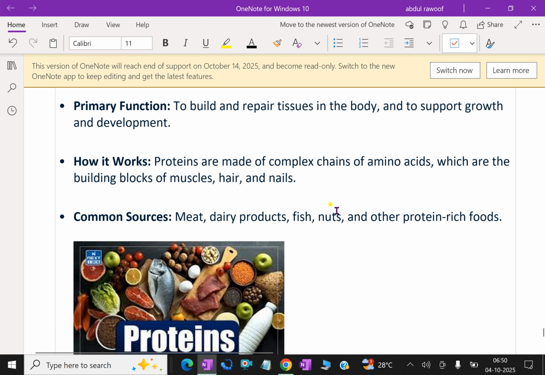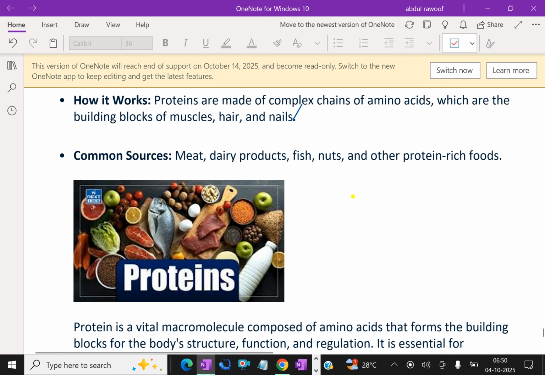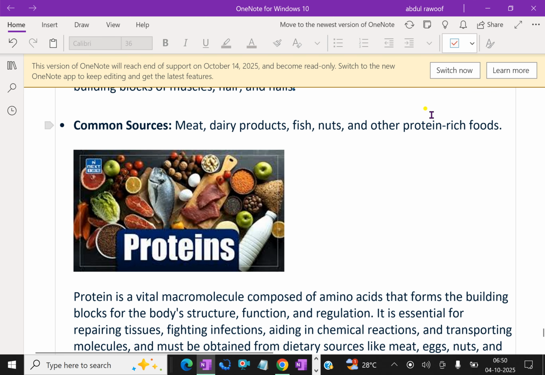Proteins. Primary function: to build and repair tissues in the body and to support growth and development. How does it work? Proteins are made of complex chains of amino acids, which are the building blocks of muscles, hair, and nails. Common sources of protein: meat, dairy products, fish, nuts, and other protein-rich foods.